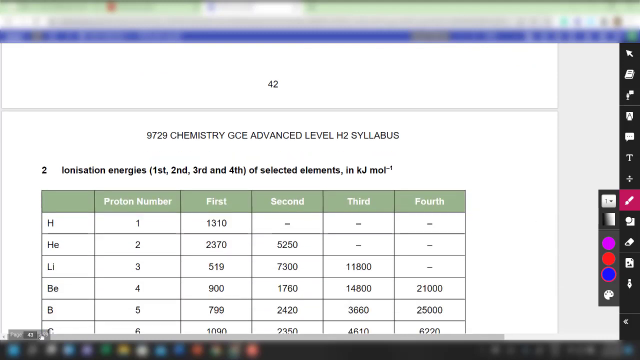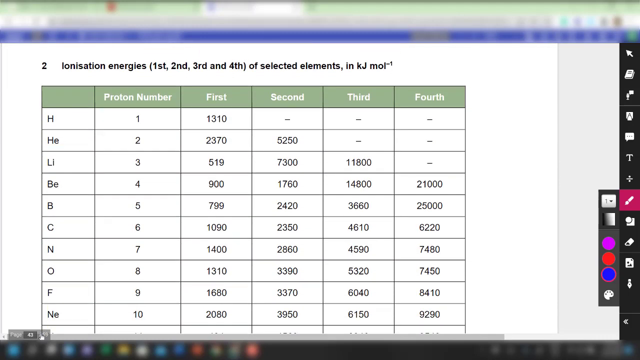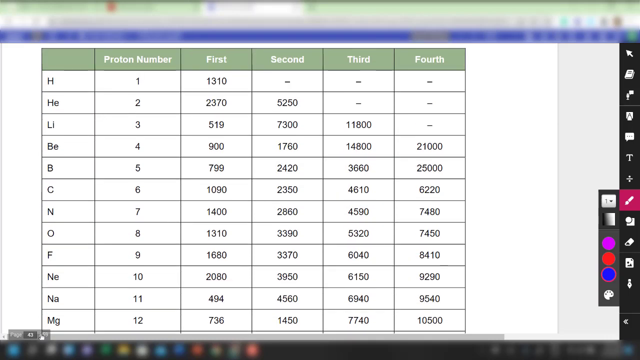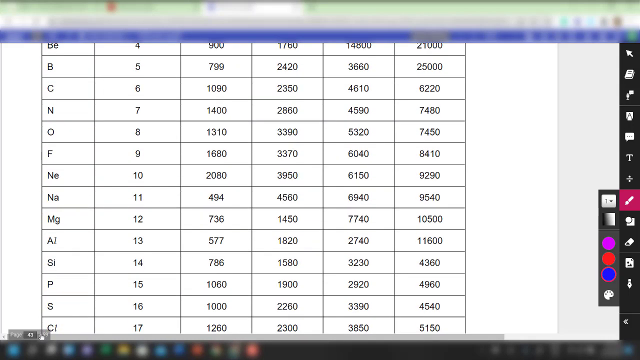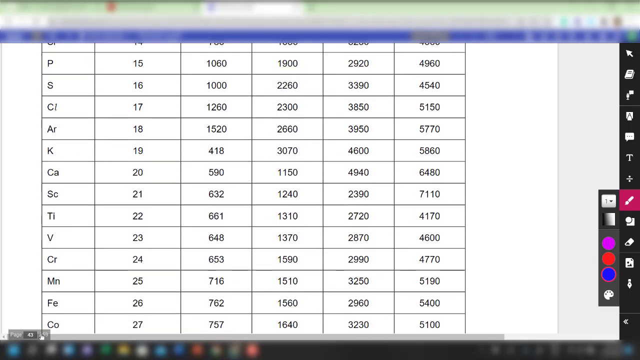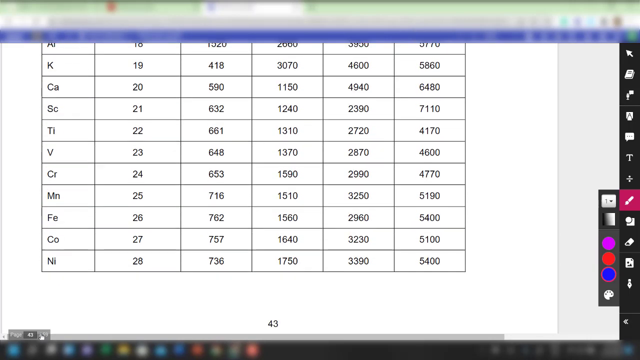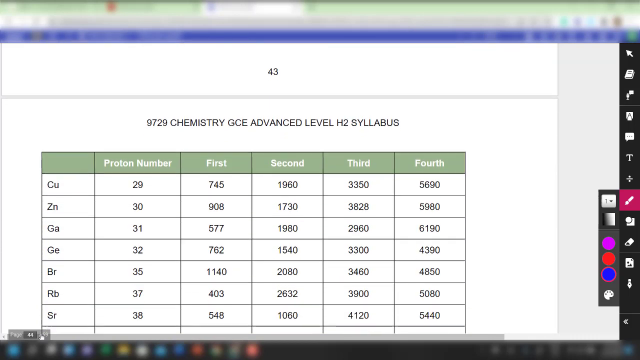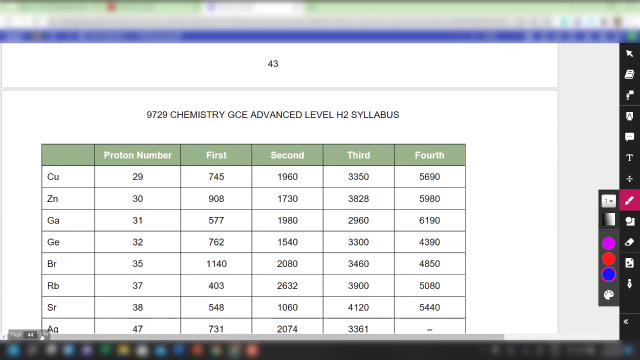Okay, then the second section is on ionization energies. If you remember what I said earlier on, you are given the first 4 ionization energies of selected elements. Usually it's the first 30 elements. You will find them very useful in atomic structure. Yeah, so there isn't a need to memorize any of these values. You can just use your data booklet to flip and check these values out.